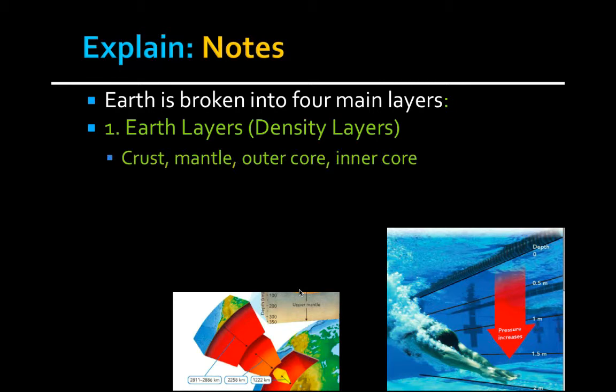First, we have the crust. This is the topmost layer of the Earth. This is where we live. It is also the thinnest layer. Below the crust, we find the mantle. This is the thickest layer of the Earth. That's going to be really important because of something called convection currents that we'll discuss later.